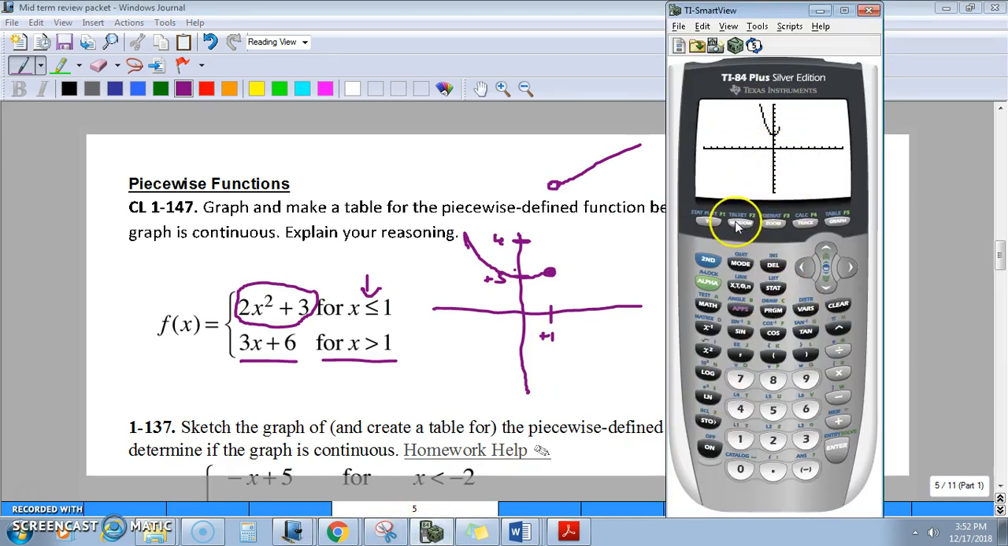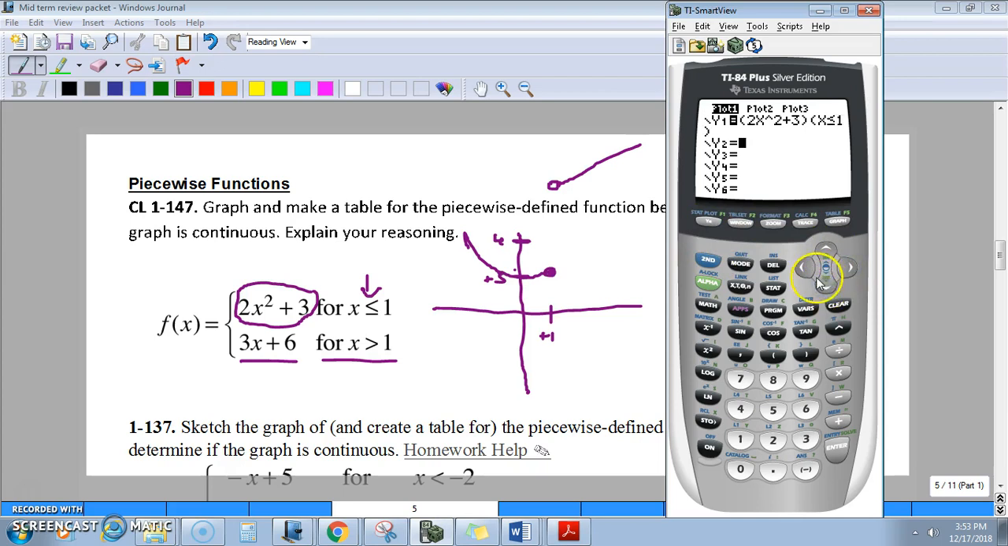So there's the first part. I had already put it into the calculator. If we go to y equals, you have to put in the 2x squared plus 3 in parentheses. Where my cursor is blinking right now, that's the first parenthesis, and that's the second parenthesis, and that's my equation. Then I do another parenthesis, and I type in x again, and then less than or equal to, and you can find that under test. Test is second math, and it's number 6, that's less than or equal to. And then 1, and then parenthesis.